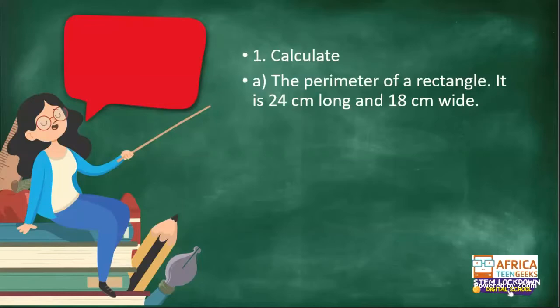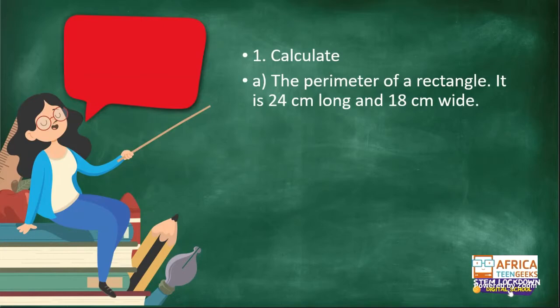And once you have drawn your rectangle, you'll be able to see that the longest side should be 24 centimeters and the breadth will be 18. And once you have all 4 sides, remember that opposite sides of a rectangle are equal, then you will see that it will be 24 plus 24, which is the opposite one, and plus 18 plus 18.